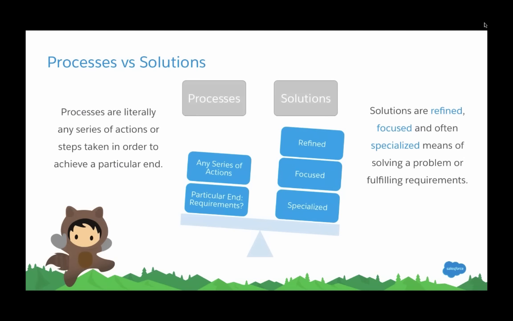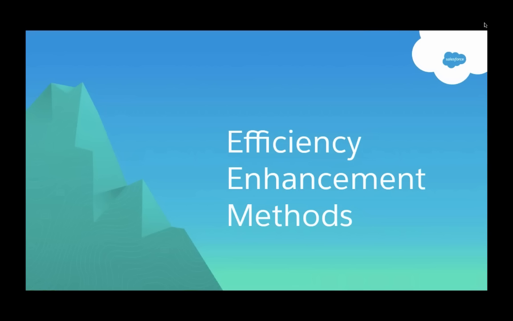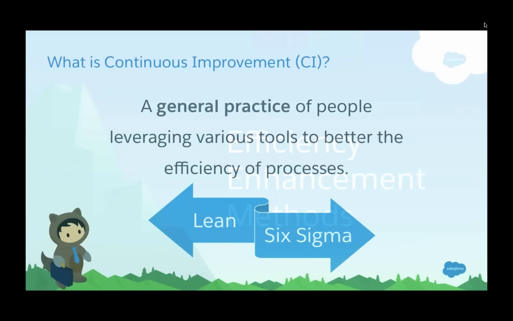On the solution side, refined, focused, specialized means of solving a problem or fulfilling requirements, oftentimes meant to be applied to a specific set of scenarios. So next thing, before we move on any further, we need to talk a little bit about efficiency enhancement methods. Another way of saying efficiency enhancement methods, in my experience, is CI, or continuous improvement.